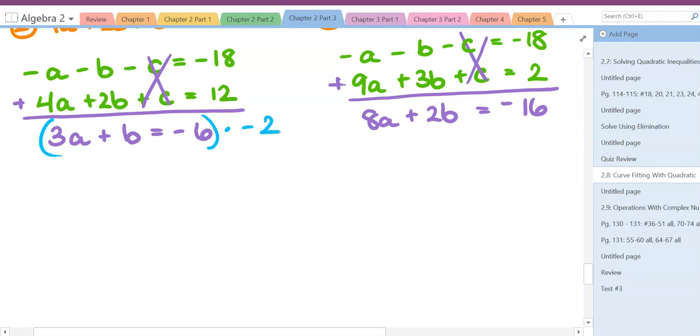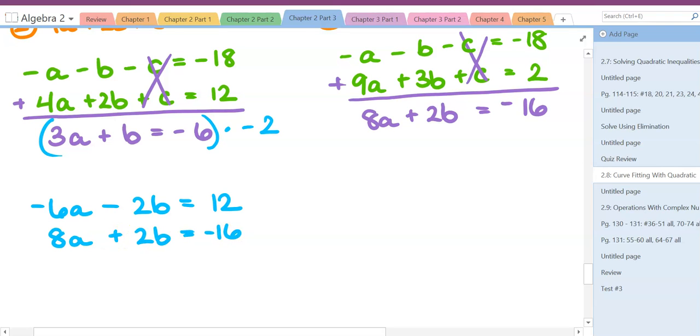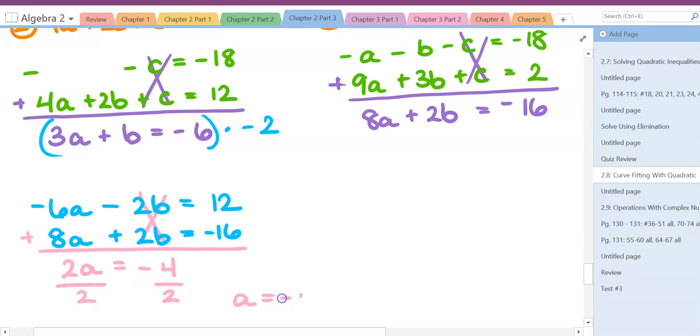So I'm going to go ahead and multiply that before I stack them. It's going to say -6a minus 2b equals 12, and then 8a plus 2b equals -16. I'm going to add again. That gets rid of the b's. So I'm going to have 2a equals -4. Divide by 2, I get a equals -2. So there's one of my answers so far, one of the coefficients I was looking for.